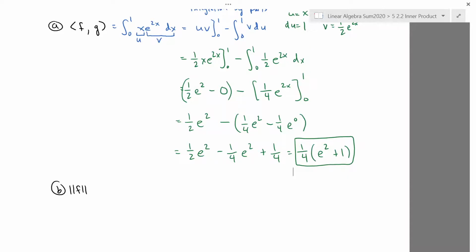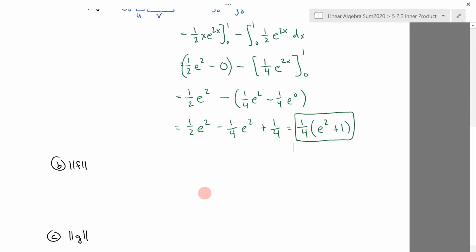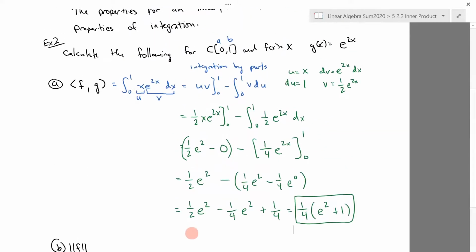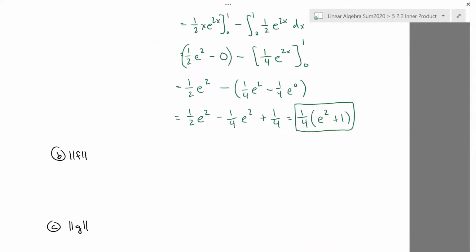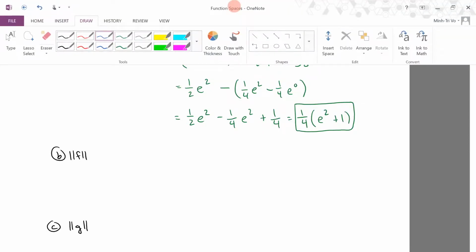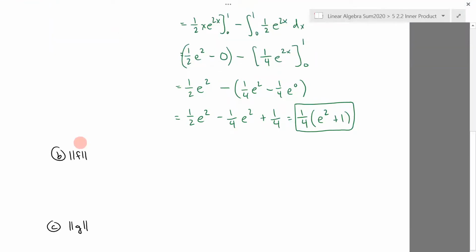Okay, so let's continue on, right? Because this is a valid inner product, we have the concept of length, right? So we can think of trying to calculate the length of a function. But one thing to be careful about is that this notion of length is different from arc length, which you might have learned in calculus.